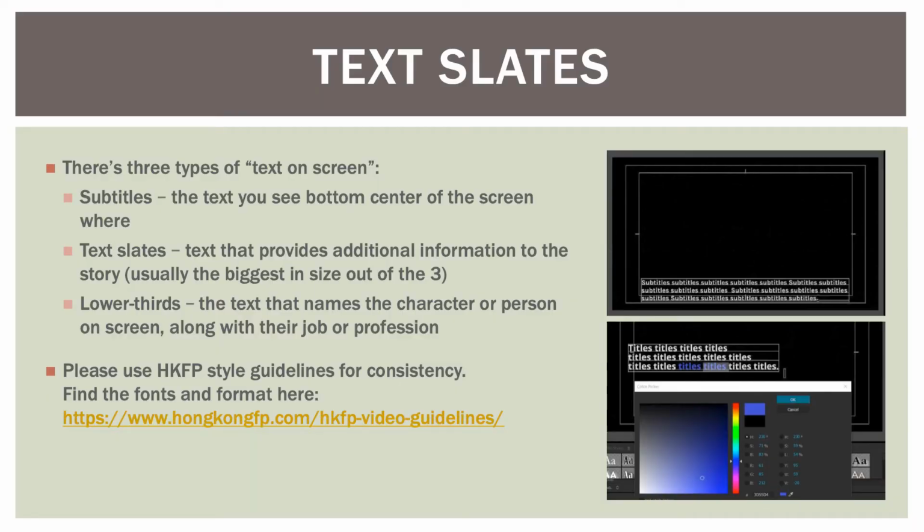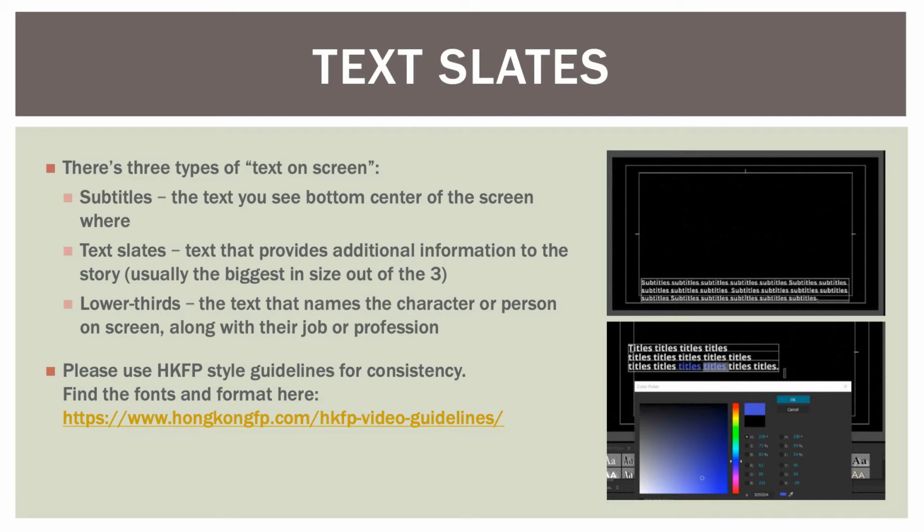So what are text slates? Well, there's 3 types of text on screen, or text slates. There's subtitles. That is the text you see bottom center of the screen. The subtitles are the ones that show up right here in the bottom, that basically show exactly what the person's saying.